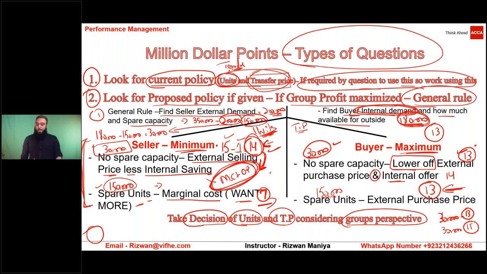This means that the 30,000 units which the seller was transferring to the buyer internally will not be transferred within the division, because it's useless. It's better that the seller sells outside for 15 as he was doing previously, and the buyer buys from outside.